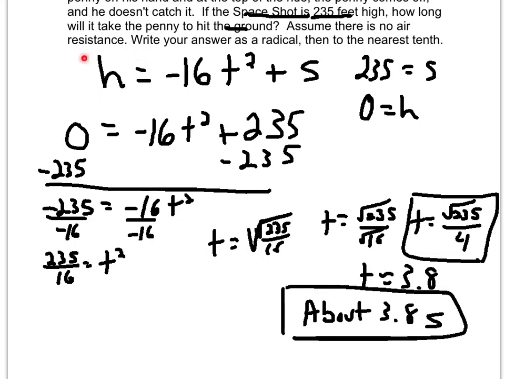And I want to go back to this, the height here. Again, the height was 0 because we're trying to solve for the time when it hits the ground. So when it hits the ground, the height has to be 0. Alright, let's go on to another problem.